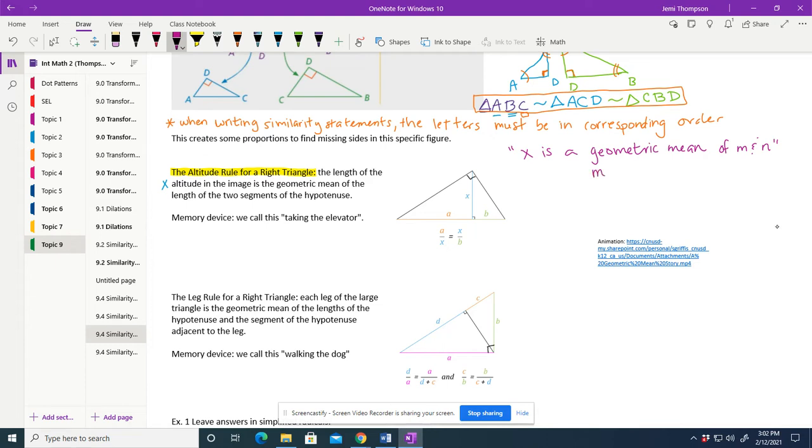If I'm talking about x being a geometric mean of m and n, then that's going to look like m is proportional to x as x is proportional to n. And this is what we're going to be setting up here. So when I crisscross multiply this, I have m times n equals x squared.